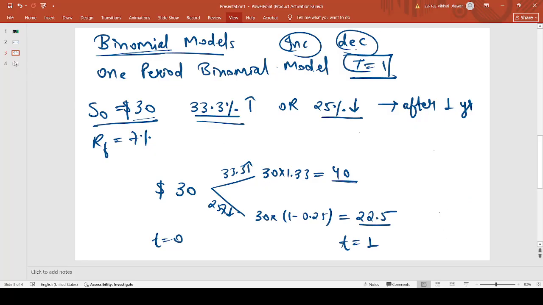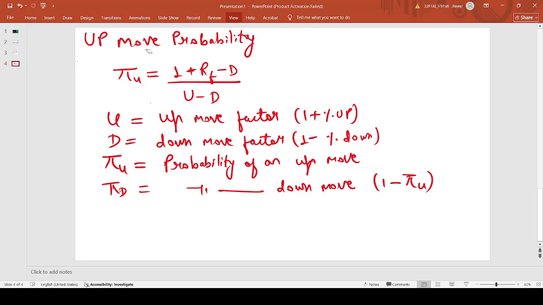And there is a formula to do this. To calculate the up move probability, the formula is (1 + RF - D) / (U - D). U is your up move factor, which is 1 plus percentage up. D is your down move factor. How much will it go down?